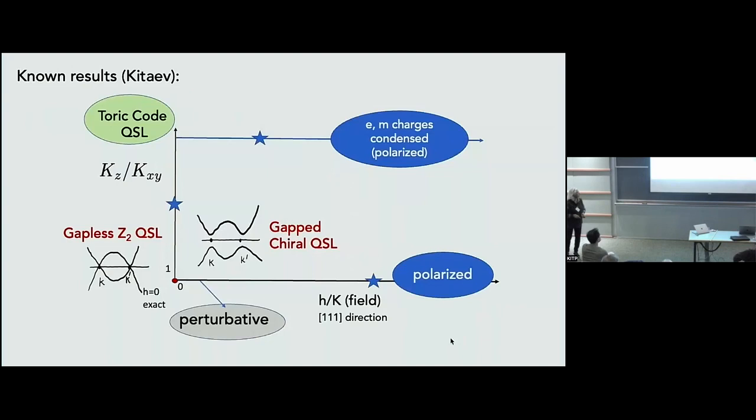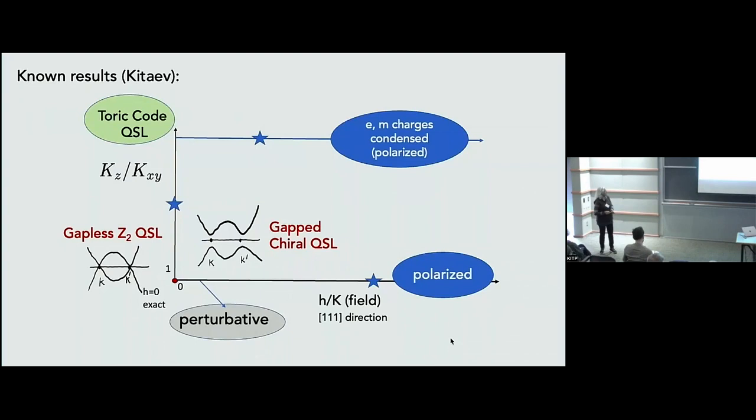Okay, so let's review what we know from the exact solution. Kitaev's exact solution is here. Essentially at this point, the C Majoranas have this graphene-like spectrum. It's a gapless Z2 spin liquid, and the emergent fluxes are gapped. At small field, these gapless points become gapped and you get a non-abelian gapped chiral spin liquid. At very large field, we expect the system will get polarized because all the spins will turn toward the magnetic field. So that's another regime we understand.